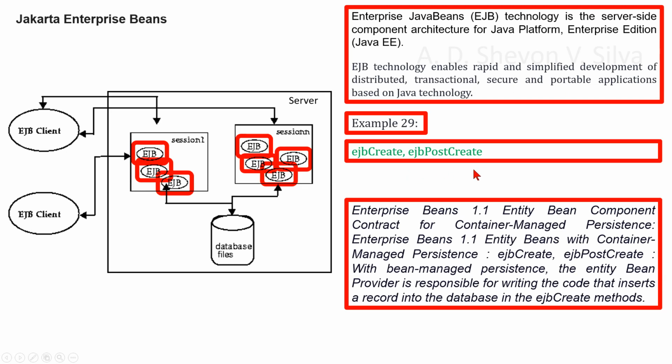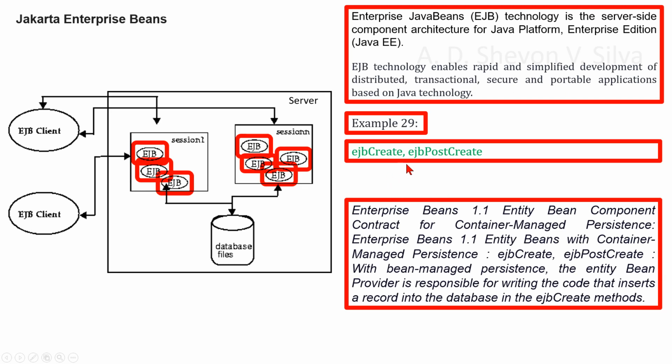With bean managed persistence, the entity bean provider is responsible for writing the code that inserts the record into the database in the EJB create methods. However, with container managed persistence, the container performs the database insert after the EJB create method completes.